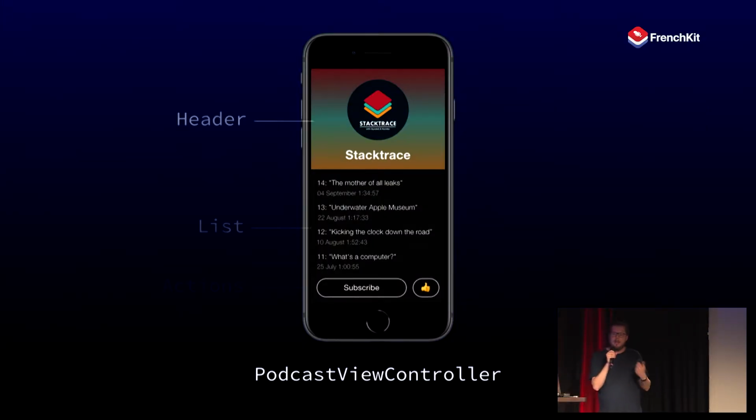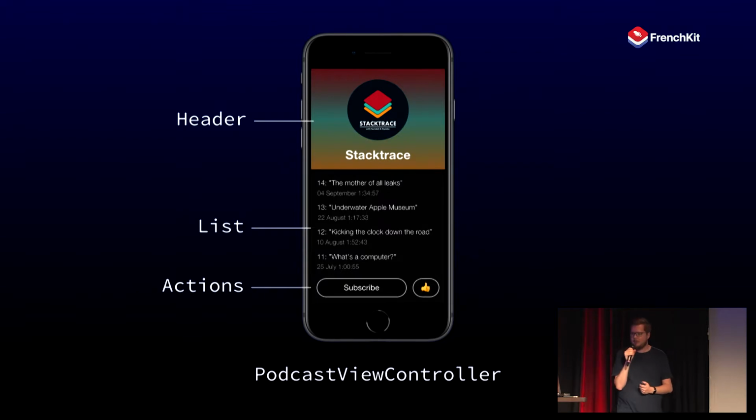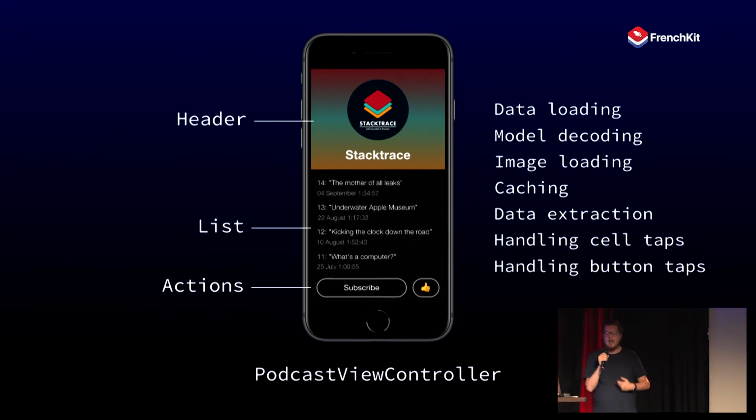So let's just look at the UI for starters, and we will need to have a header, we will need to have a list of episodes, and at the bottom we have some actions. So we have 3 kind of distinct parts of this UI. But we also have a lot of things that this view controller will need to do in order to actually render these 3 parts. We need to do things like data loading and decode models. We need to have caching in place and extract data from those models to put them in the view. We need to handle taps on the cells and the buttons. So there's a lot of work that we need to do in order to render this UI.